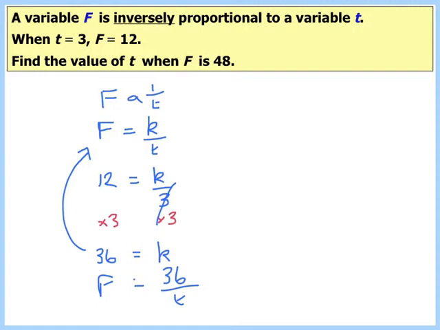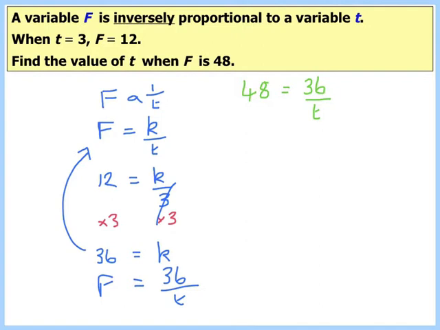So now I just need to answer this final question. Done the top bit, done the difficult bit. Find the value of t when f is 48. So f is 48, so that's what I've got to put in there. So let's write that out. So 48 equals 36 divided by t. So actually this is probably the more difficult bit now I've said that. We need a bit of algebra skills to deal with the situation.